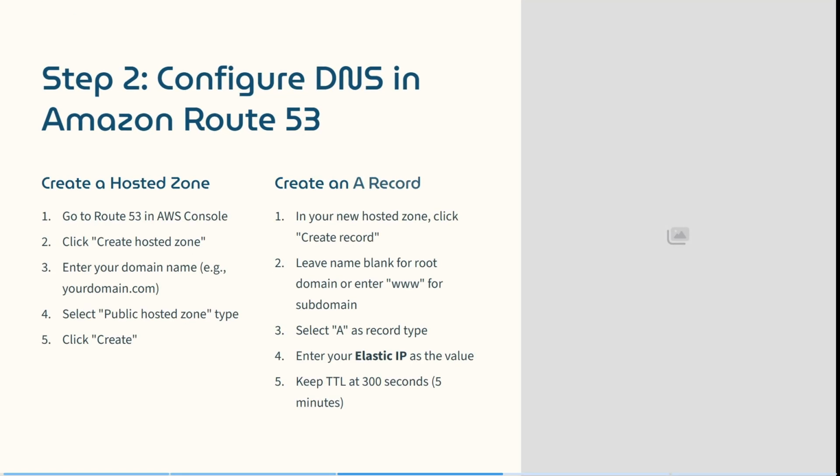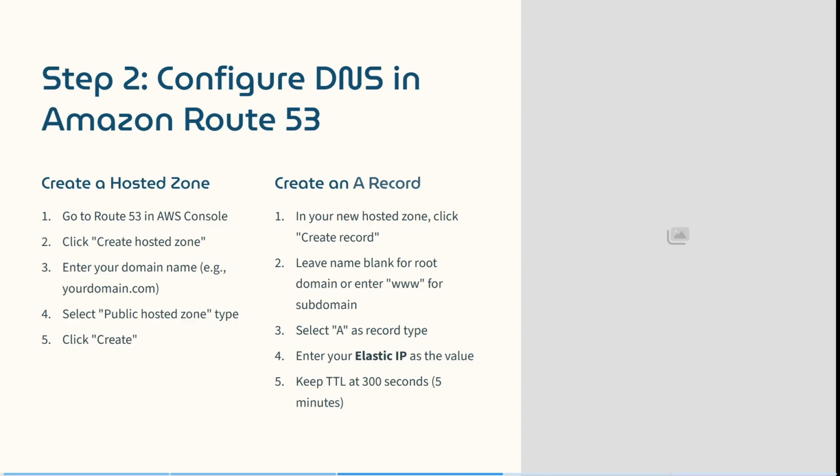Step 2. Alright, here we need to configure DNS in Amazon Route 53. So let's create a hosted zone. Go into Route 53 in the AWS console. You're going to click on Create Hosted Zone. Enter your domain name over here. So it'll be whatever your domain name is, .com. And then you need to select public hosted zone type, and then you're going to click on create.